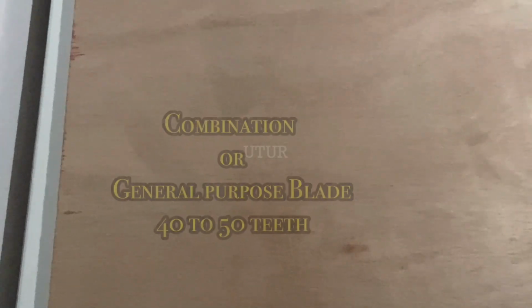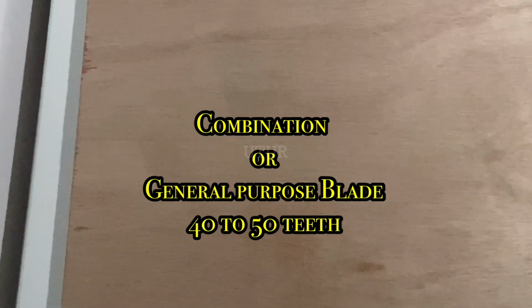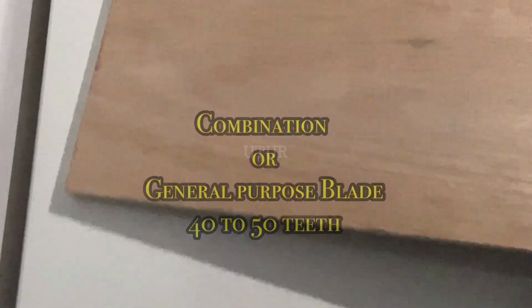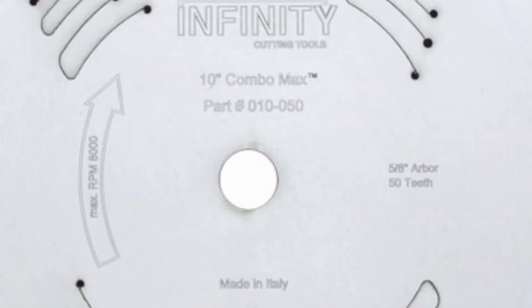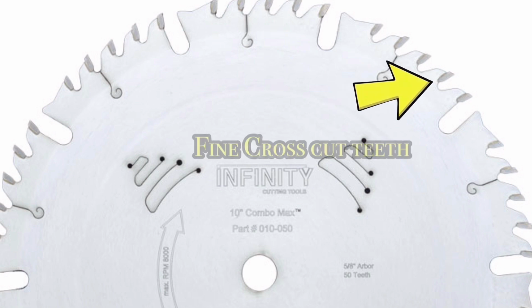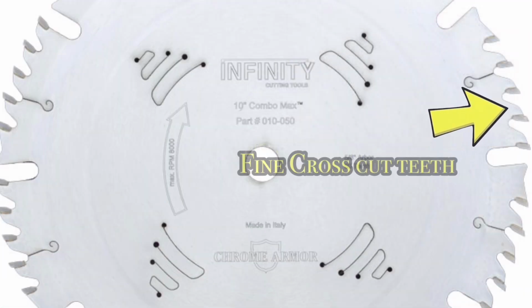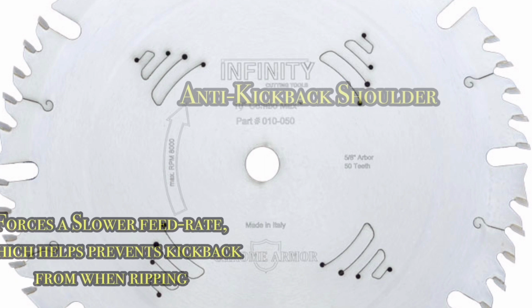You would be better off using a combination blade which has got about 40 to 50 teeth, or a general purpose blade. They don't rip as good as a dedicated ripping blade, or cross-cut as good as a dedicated cross-cutting blade, but they do an adequate, pretty good job of both. Combination and general purpose blades are anywhere between 40 to 50 teeth. This combination blade has got big gullets and in between fine teeth. Both the general purpose and the combination blade can serve as your optimum blade.